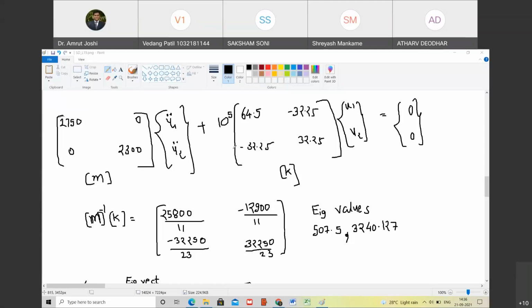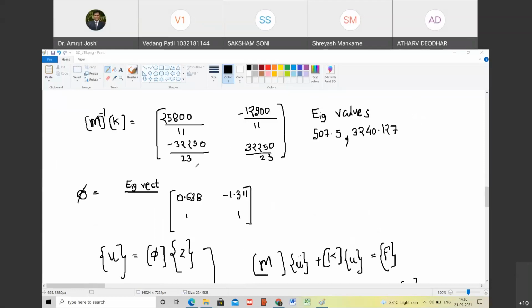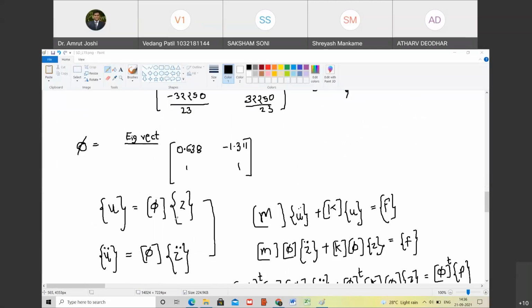So in last class as well as in today's class, while making the substitution, we had made an error. This is the right substitution that we have to do. U is equal to phi times Z, where as I said, Z is called the generalized displacement. It consists of two things: one is Z1 and another is Z2, just like U1 and U2.